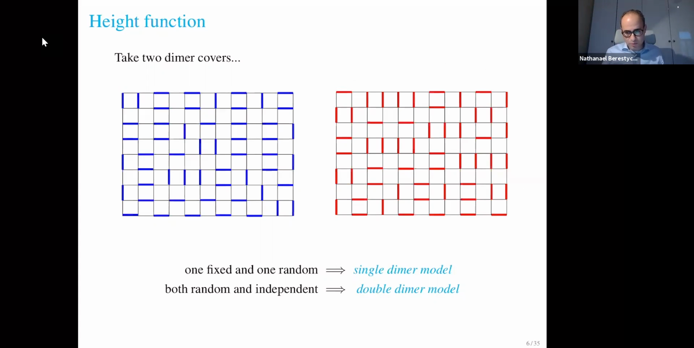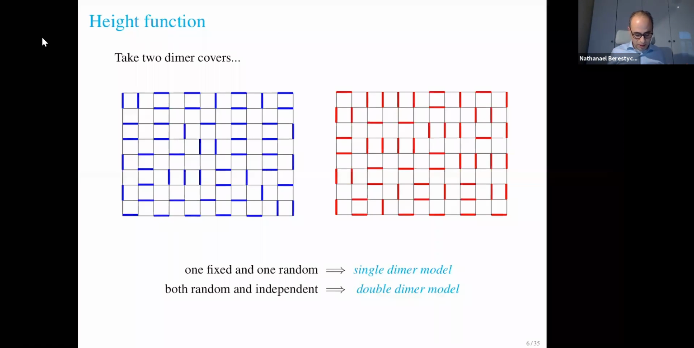This second dimer configuration could be fixed, deterministic. Maybe on the square lattice, you could have a sort of boring dimer covering where all the edges are parallel to one another. Or the second dimer configuration could be random, in which case we call this model the double dimer model. This is just the terminology that is used. So the choice of the second dimer covering is really equivalent to the choice of reference frame for the height function. In the end, this choice is not going to matter. It's not going to be relevant because we're going to subtract the expectation. So the choice of reference does not make a difference.